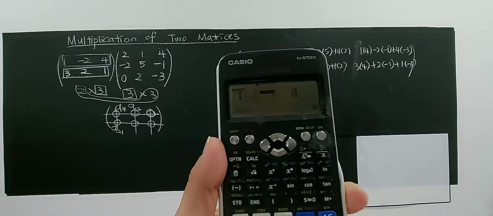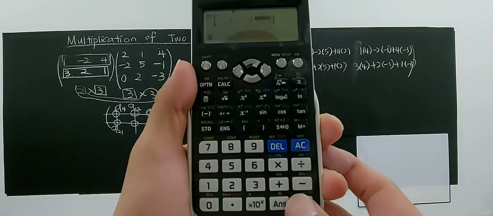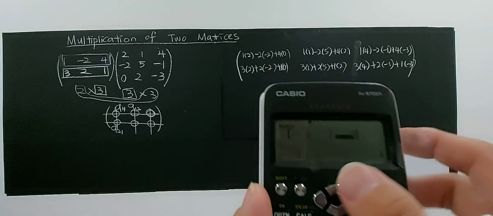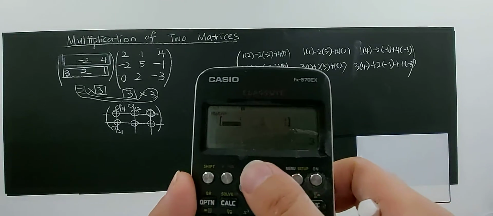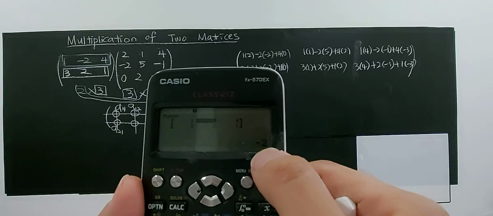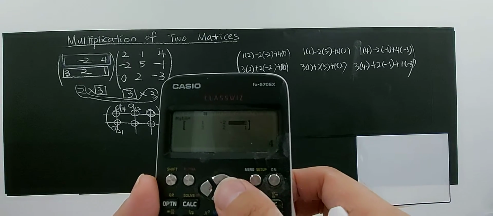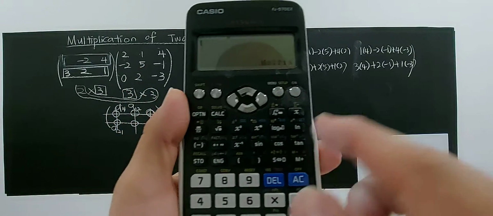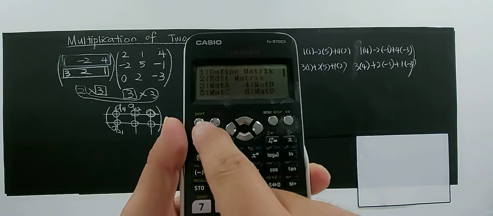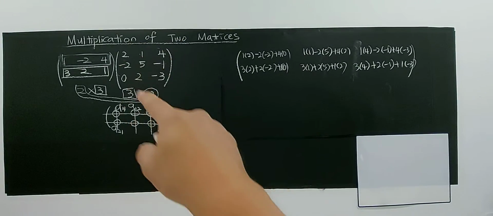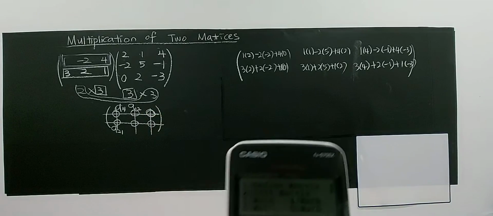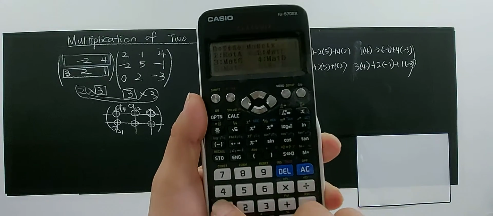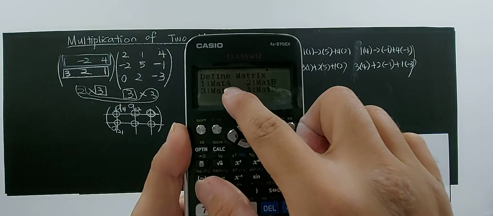So you key in 1, negative 2, equal, 4 equal, 3 equal, 2 equal, and 1 equal. Now you double check that all the elements are keyed in correctly: 1, negative 2, 4, 3, 2, 1. Then you press AC, which means recorded. Now you go to option again to key in the second one, the 3 row, 3 column. You choose 1, define. Define means you key in a new matrix. Don't disturb matrix A because it's already keyed in.